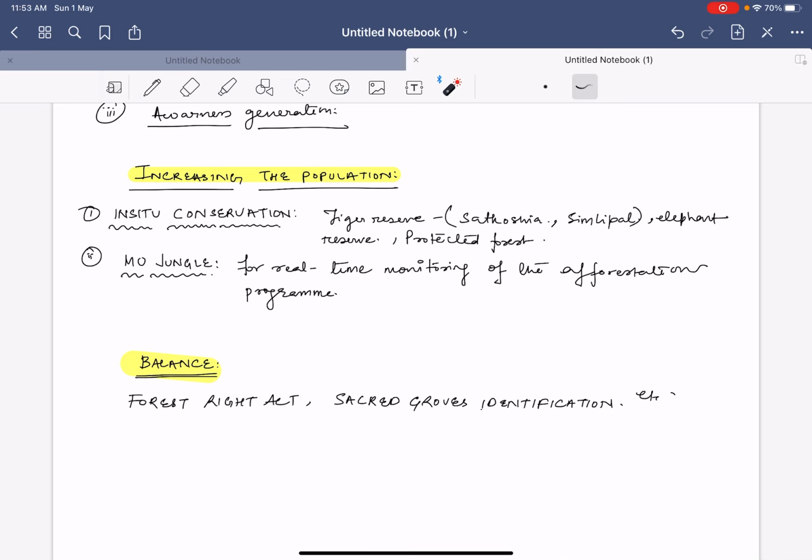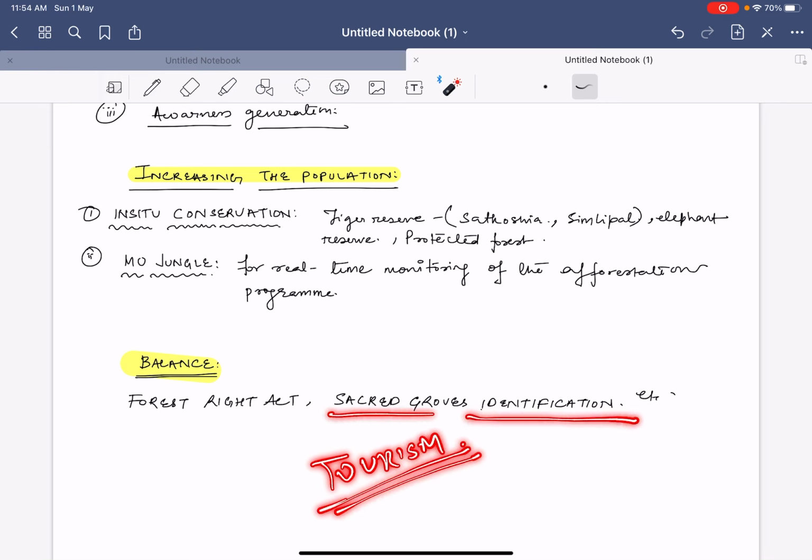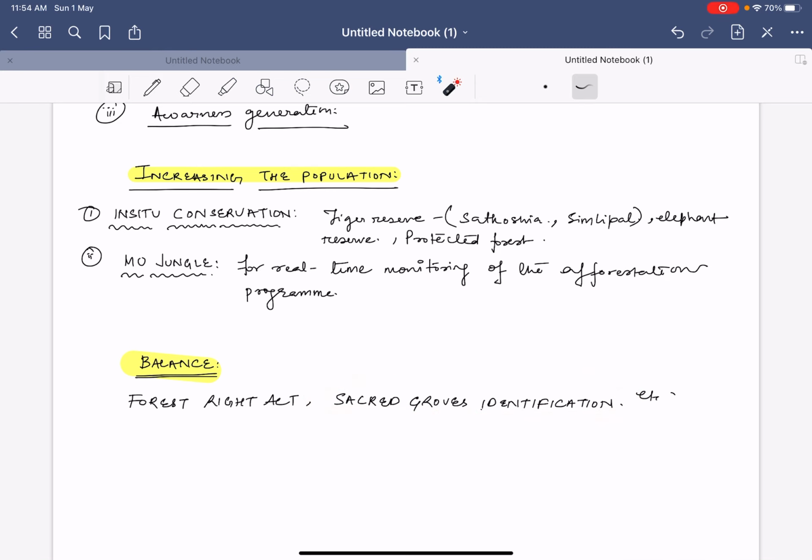Now, what are the benefits that we are actually getting from this balance? See, one of the major benefits that we are getting is tourism. People are traveling to the sacred groves for tourism, for knowing the tribal culture, having the knowledge of the tribal people. Similarly, this Forest Right Act is not just helping in the conservation of the forest, but it's also helping the tribal people, and it's also helping the Odisha economy by generating tourism potential.